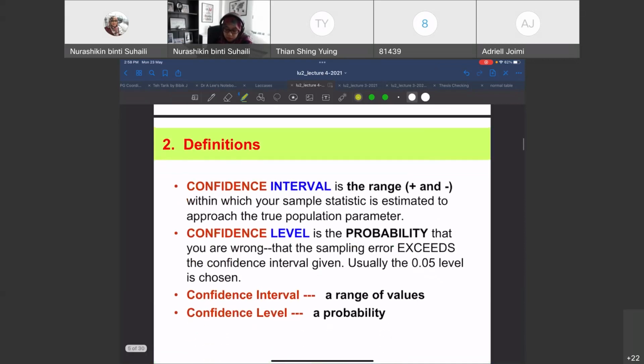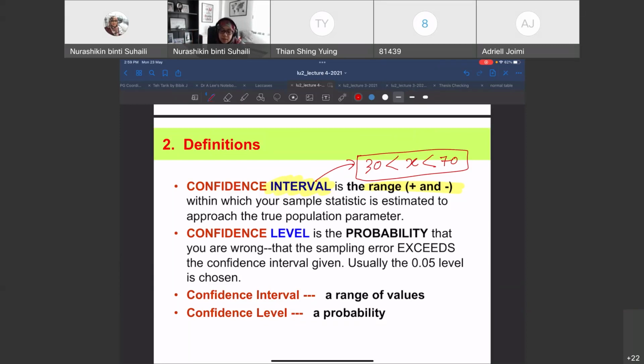When we talk about an interval, interval means range. It goes from one value to another value. For example, if I say the data is between 30 to 70, this is actually the interval. So it should be from something to something else. There is a range.